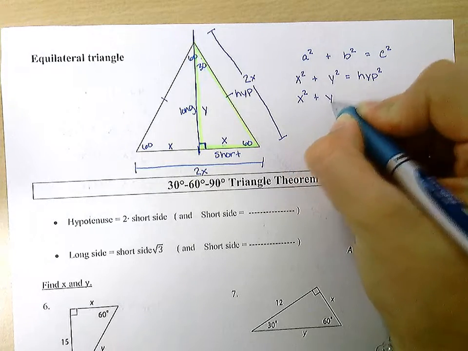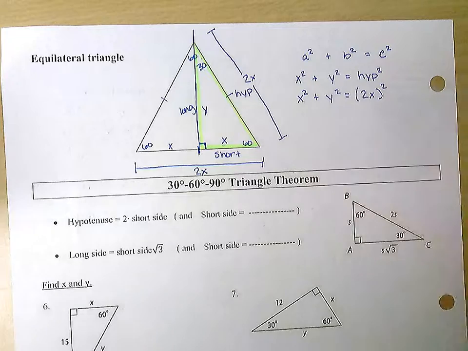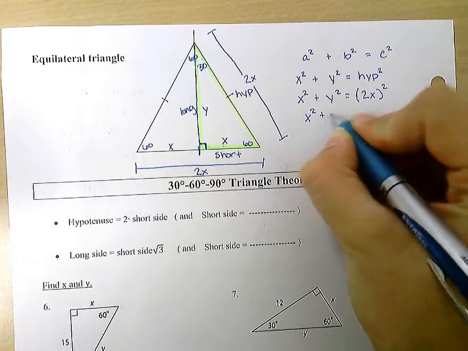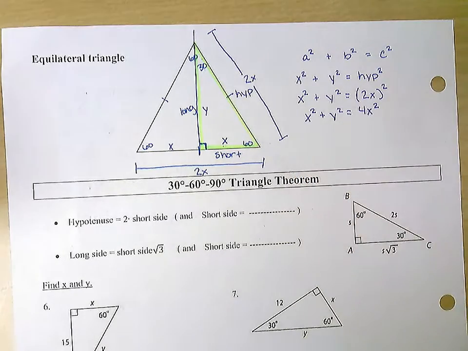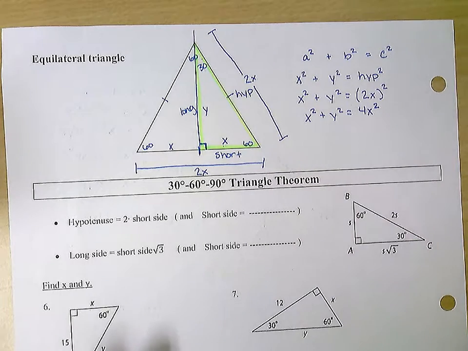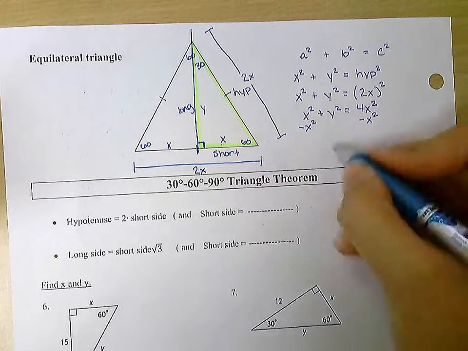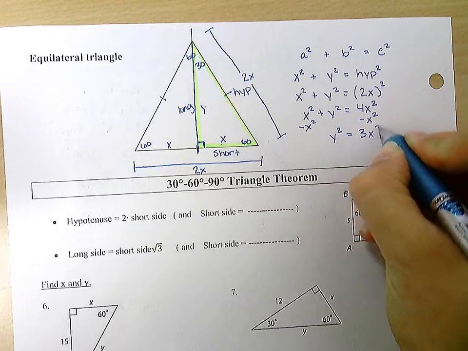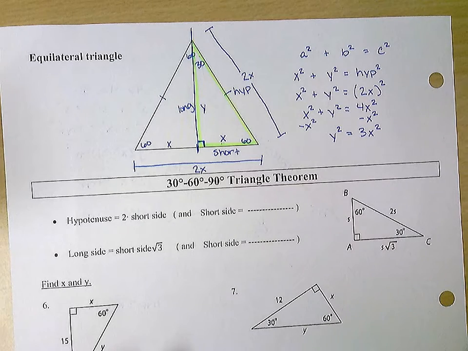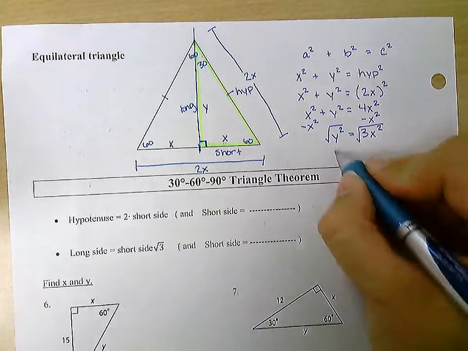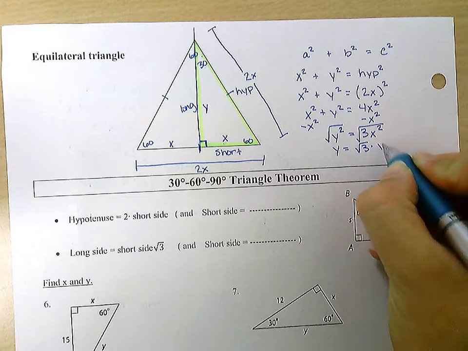So I have x squared plus y squared is equal to (2x) squared. That 2 and that x are multiplied together, so I can distribute my square to both to get x squared plus y squared is equal to 4x squared. Now I have some like terms that I could combine. Subtracting x squared from both sides, I end up with y squared is equal to 3x squared. And I'll just take the square root of both sides. So I have y is equal to the square root of 3 times x.